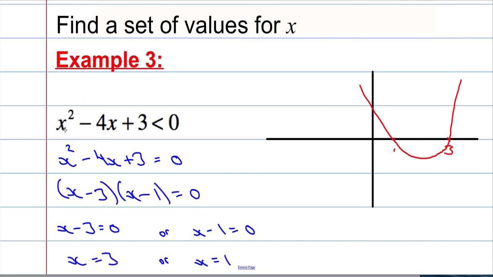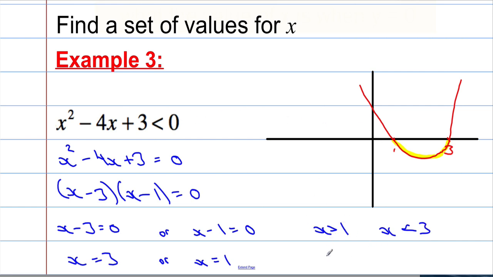Now the question is, where is the graph less than 0? So let's get a highlighter pen out here. Let's make it a little bit thinner. Okay, so where is it less than 0? Well, we can see it's less than 0 all around here. This region in here is less than 0. And what values of x make it less than 0? Well, we can see when x is bigger than 1, we'll have a value that's less than 0, and when x is less than 3. So, when x is bigger than 1, and when x is less than 3, that would satisfy this inequality.